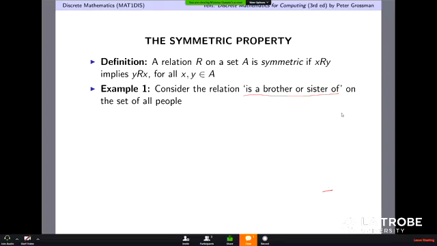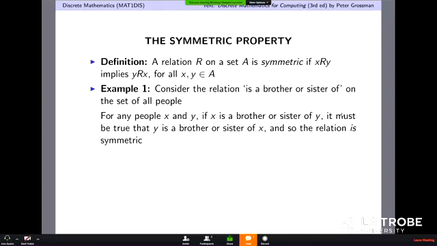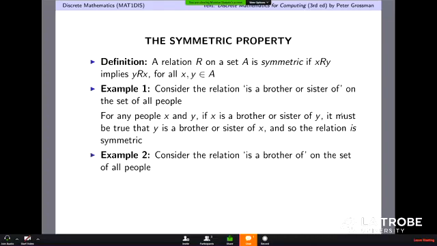Okay. And on the same note, this is not anti-symmetric, because X is related to Y, Y is related to X, but X may not be equal to Y. So X and Y could be a boy or a girl, so you can't put them equal. Anyway, so for any people X or Y, if X is a brother or sister of Y, it must be true that Y is a brother or sister of X, so the relation is symmetric.